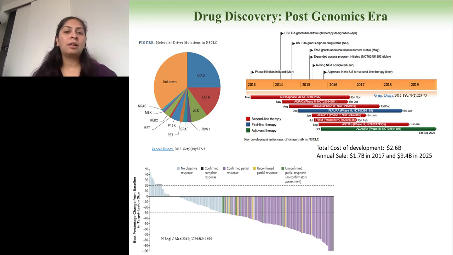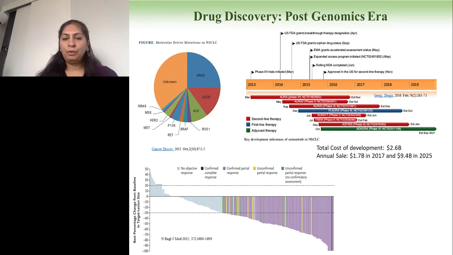itself, there was a demonstration of efficacy, and the US FDA approved this in the subset of patients with non-small cell lung cancer who have resistance mutations in T790M. And hence, the drug got fast-tracked approval in 2014. And then in 2016, it was approved as a first-line therapy for patients with EGFR mutations.